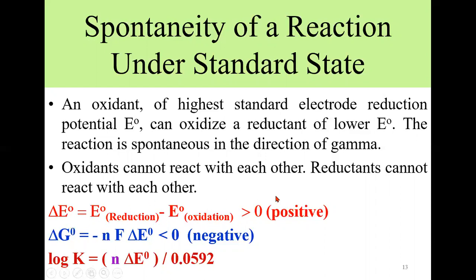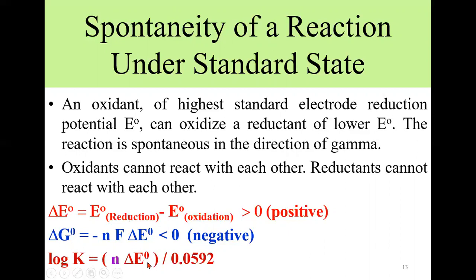When the delta E is greater than 0, in other words positive, we can assume that the reaction is spontaneous, because the delta G, the free energy of that cell or reaction at standard state, is minus nF delta E0. If the delta E is positive, this delta G is negative, and that means definitely it is spontaneous by the laws of thermodynamics.